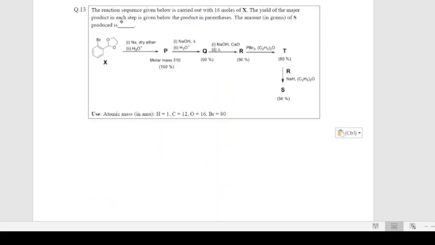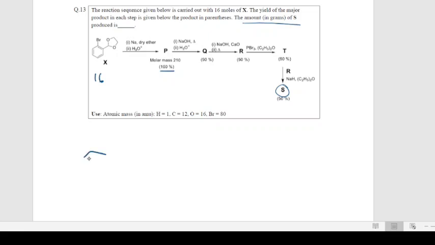The reaction sequence given below is carried out with 16 moles of X. The yield of major product in each step is given below, the product is in parentheses. So this is 100%, this is 50%, like that they have given. The molecular masses also they have mentioned here, 210 they have given. And the amount of product S they are asking, the final product mass they are asking, right? Now let us see the reactions one by one.